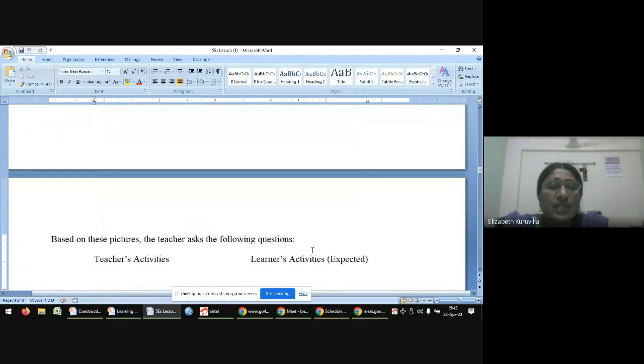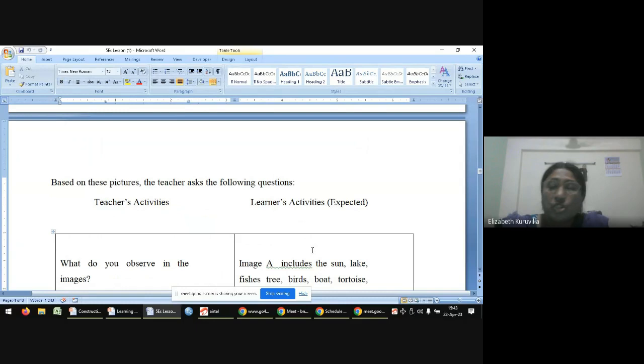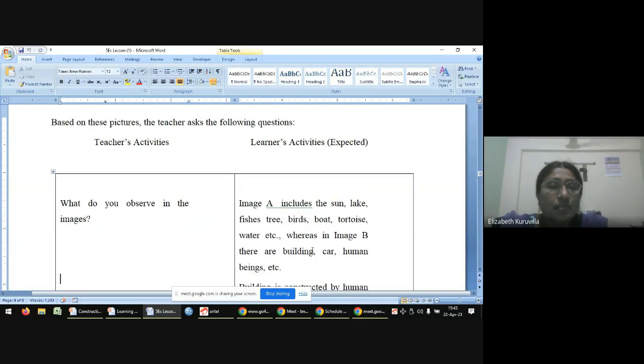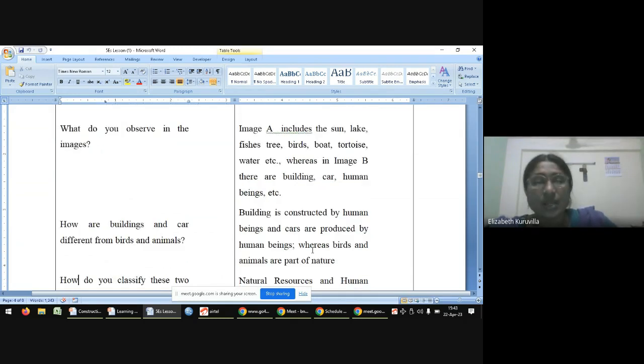So, based on these pictures, the teacher asked the following questions. Teacher activities and learner activities. What do you observe in the images? Image A includes the sun, lake, fishes, tree, birds, boat, tortoise, water, etc. Whereas in image B, there are buildings, cars, human beings, etc.